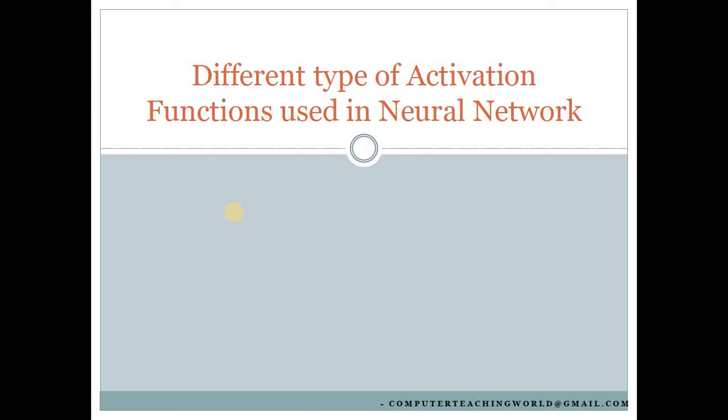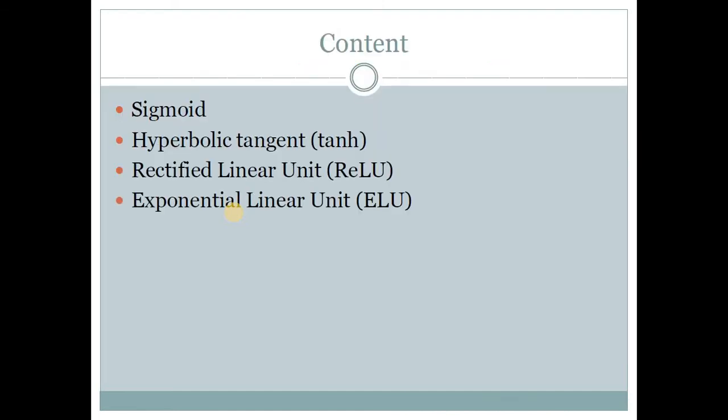Hello all. Today we are going to discuss the different types of activation functions that we use in neural networks. So in this tutorial we are going to discuss the sigmoid function, the hyperbolic tangent or the tanh, the rectified linear unit or the ReLU, and the exponential linear unit or the ELU.